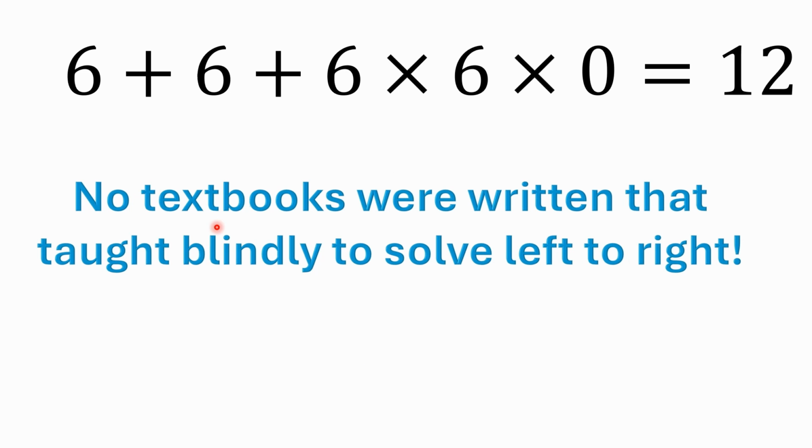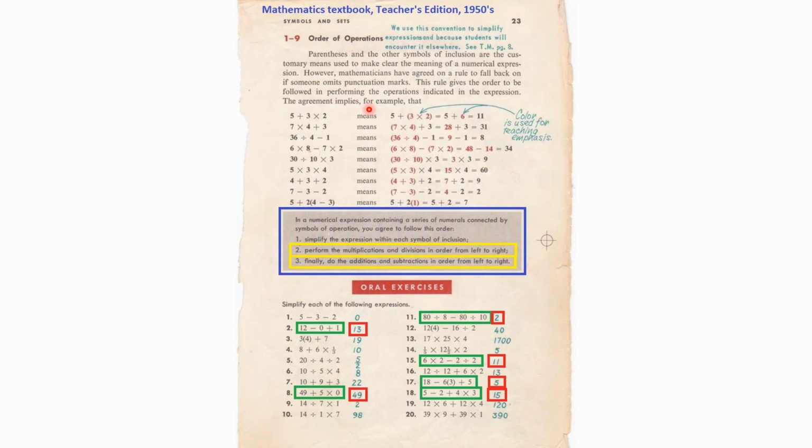All right, and another thing, no textbooks were ever written that taught blindly solving left to right. I point this out often with these examples. Like this is a mathematics textbook, a teacher's edition from the 1950s, okay? They're talking about symbols and sets. And basically, the order of operations, this convention is used to simplify expressions because students will encounter it elsewhere, okay? So there's a note in here about it.